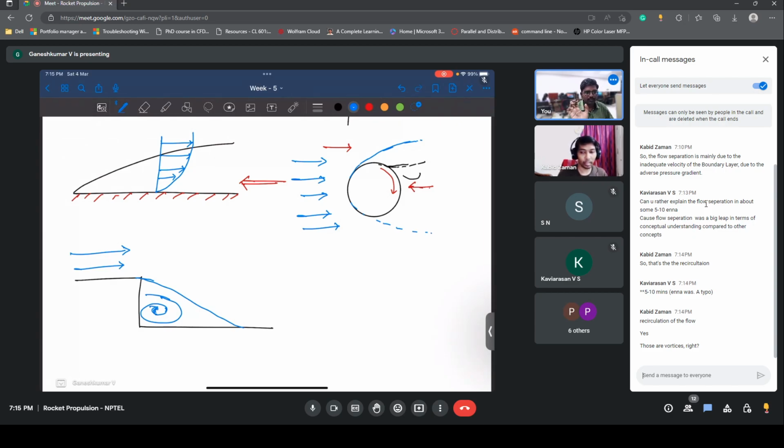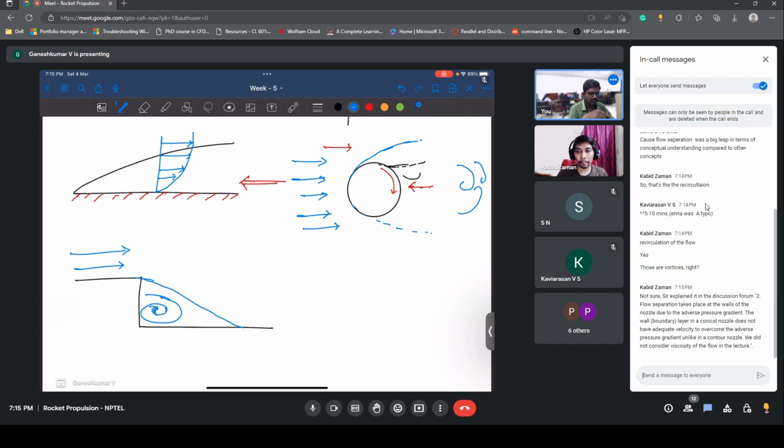I'm not talking about vortices. I'm talking about separation of flow, right? Vortices come after. So here vortices come. Vortices come after flow is separated. Without separation of flow, you cannot have vortices. In order for flow to separate, you need a... I'm not sure, sir explained it in the discussion forum.